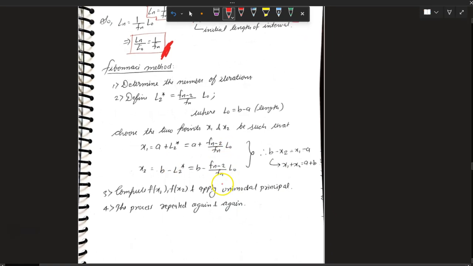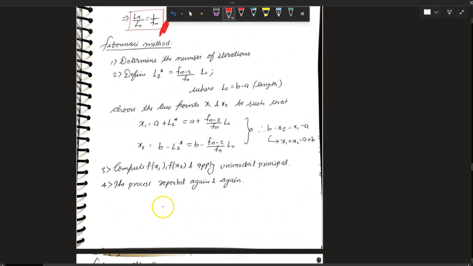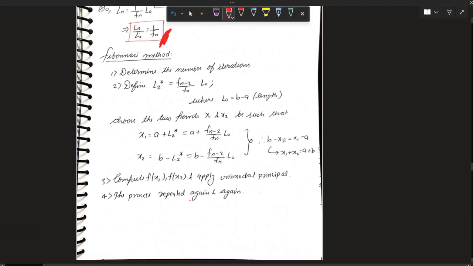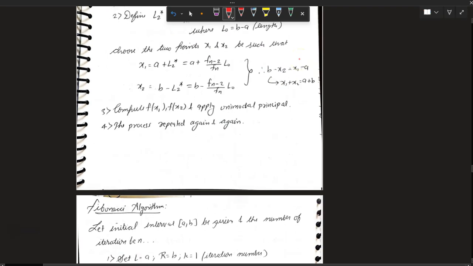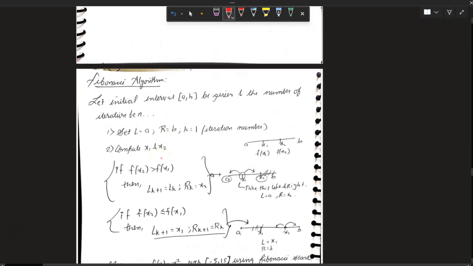So these 2 are the formulas, just see them. Later you have to compute f of x1 and f of x2 and apply the unimodal principle. The process is repeated again and again. This is the step you will be following while problem solving. You have to write the same in the examination, as this algorithm will be asked.